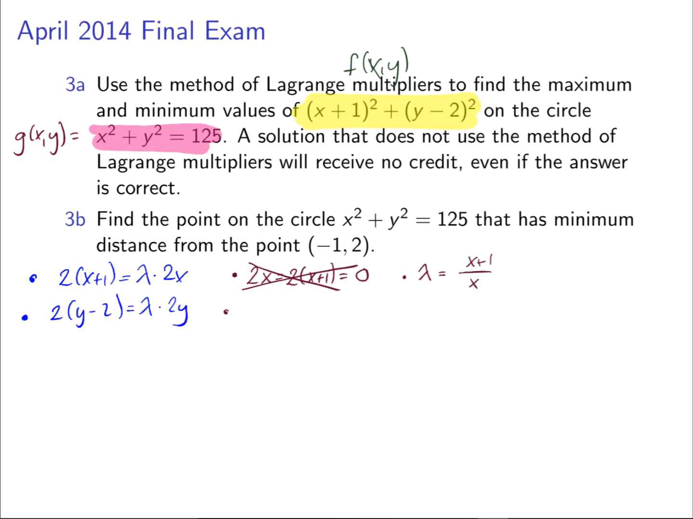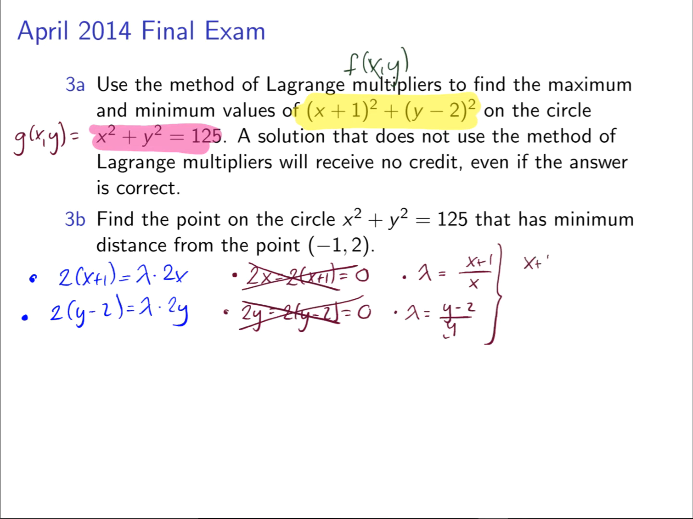The second equation is similar. If 2 times y is equal to 0, then 2 times y minus 2 must also be equal to 0, and those two things can't be true at the same time. So it must be the case that 2 times y is not 0, and if it's not 0, I can divide by it.